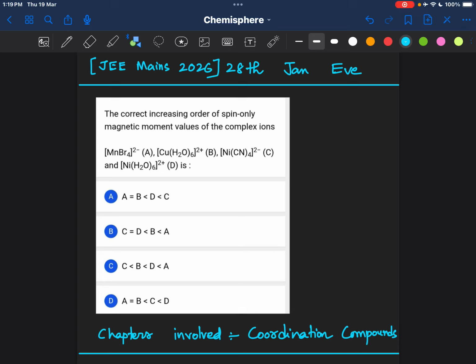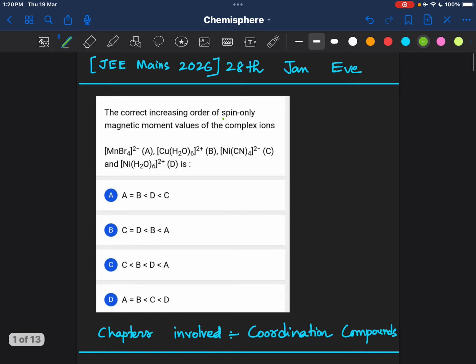Yeah, hello everyone. So this is a question from JEE Mains 2026, 28 Jan evening. The correct increasing order of spin-only magnetic moment values of the complex. So they have given us some complexes, A, B, C, and D, and we have to calculate their spin-only magnetic moment, and we have to arrange them in an order. So these are the options.